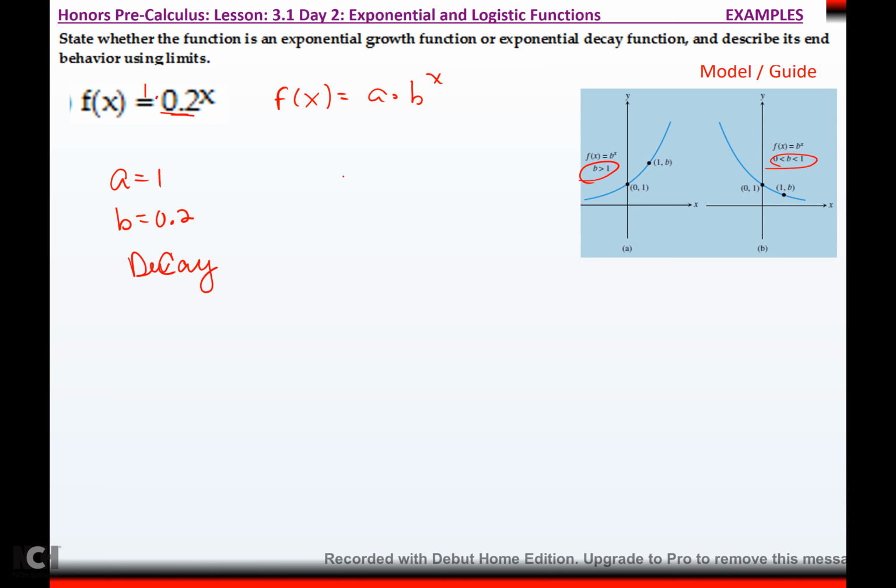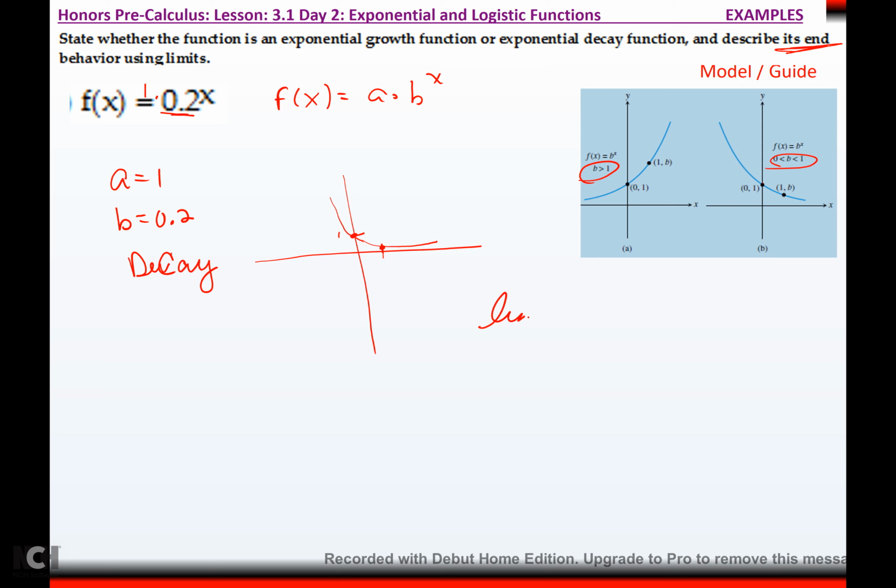If it's decay, it's going to come down like this. So it's going to go through 0a, which in this case is 1, and 1b. So it would go through 1 comma 0.2, which is right there. So this function is going to do this. We need to describe its end behavior using limits.